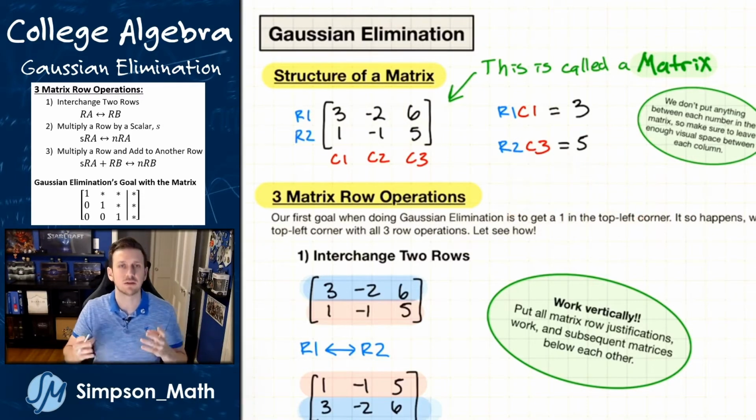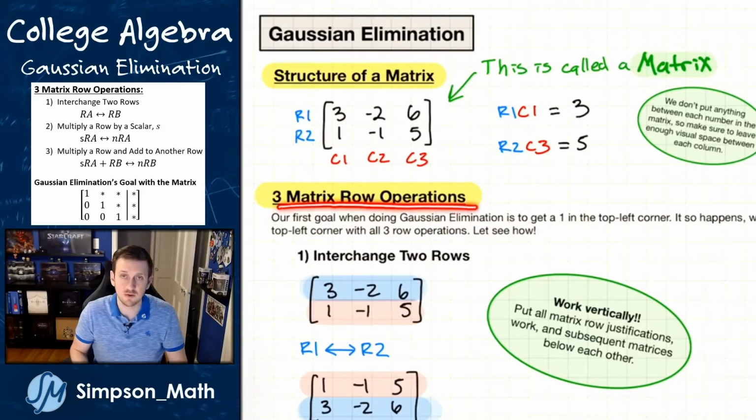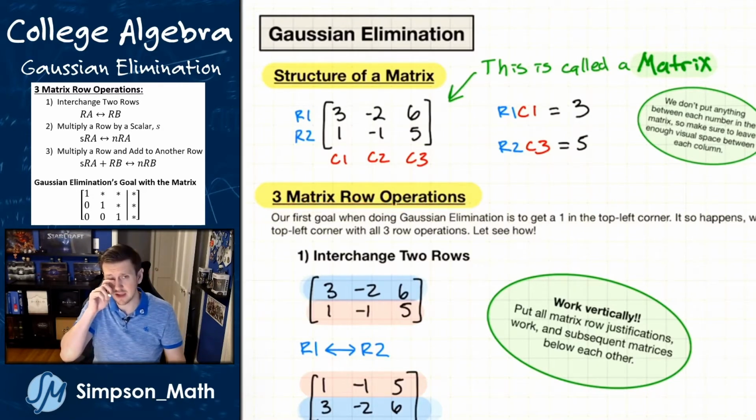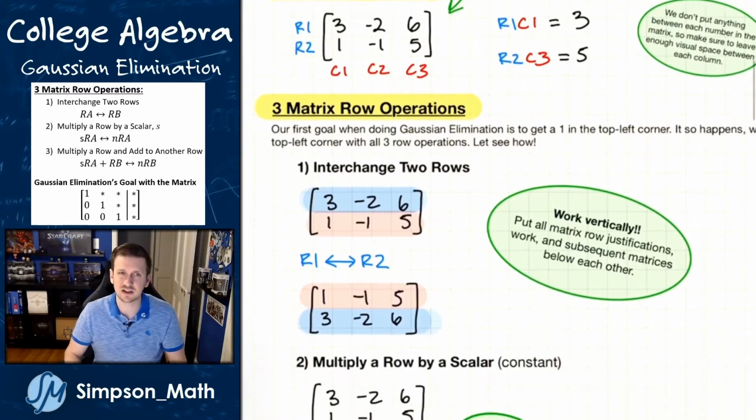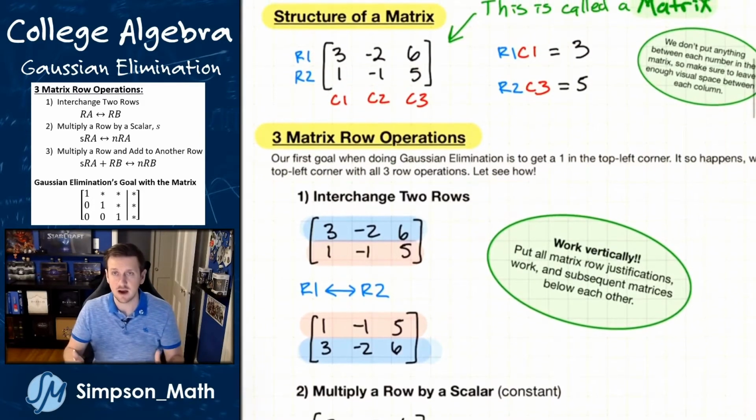There are actually 3 special ways that we can manipulate these matrices. There are 3 matrix row operations. And when we're doing everything we're about to do in this lecture and the next, we have to keep in mind that we can only do these 3 procedures, these 3 operators.